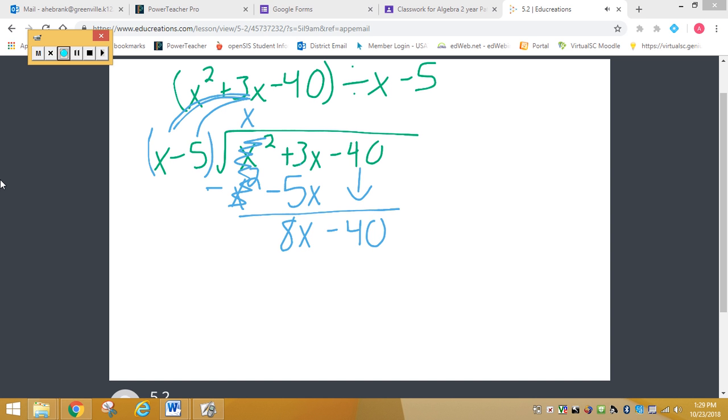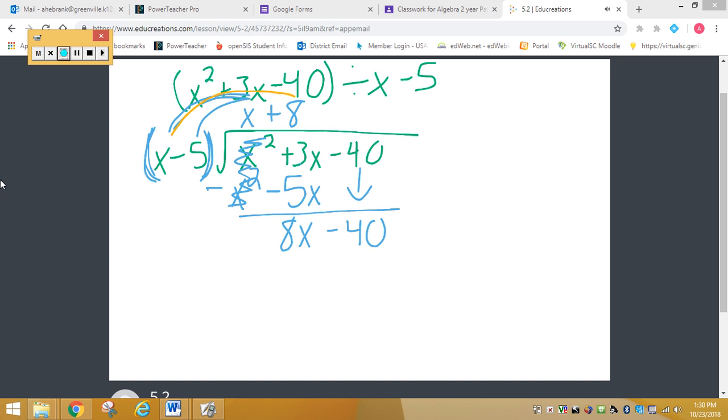So I want to figure out what can I multiply this same thing by, this parentheses, to give me an 8x. So what can I multiply x by to get an 8x? And that answer is a positive 8. So I'm going to do this one in yellow.